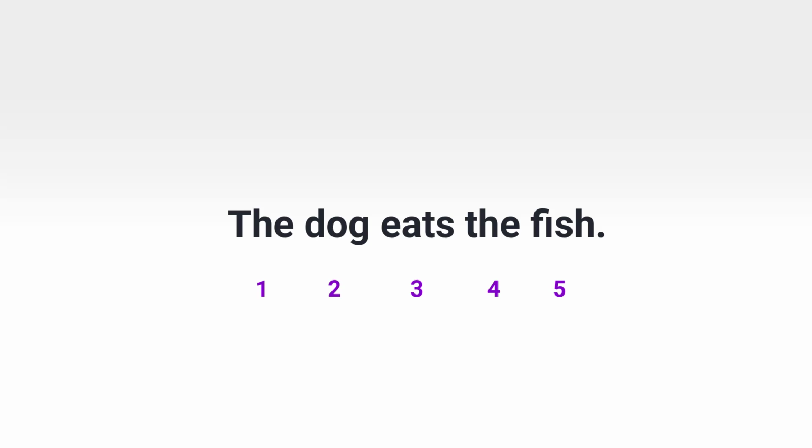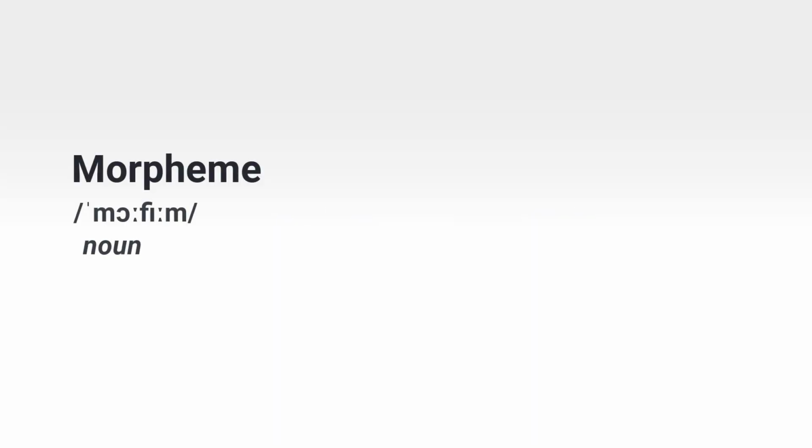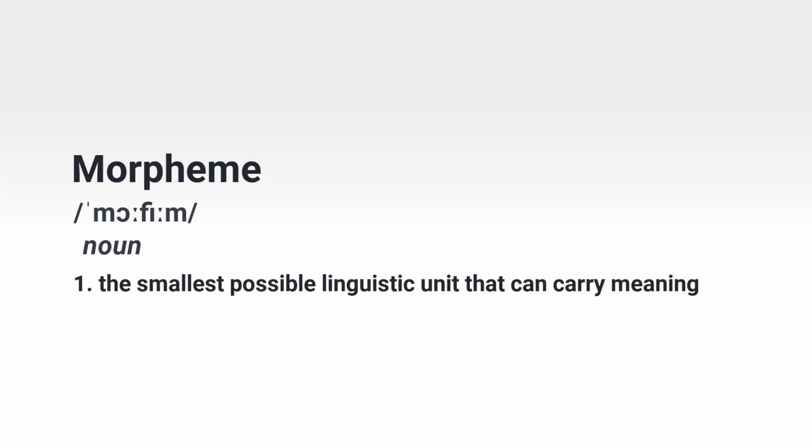the sentence. However, just like in science, where we can say an atom is made up of protons, neutrons, and electrons, we can also say that words are made up of smaller constituent parts, called morphemes. A morpheme is the smallest possible linguistic unit that can carry meaning. Let's take the word kind, a word and morpheme simply meaning to be nice to someone.